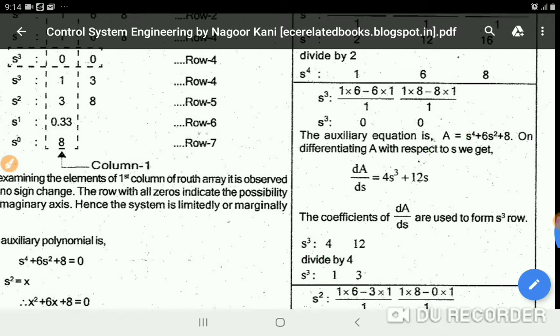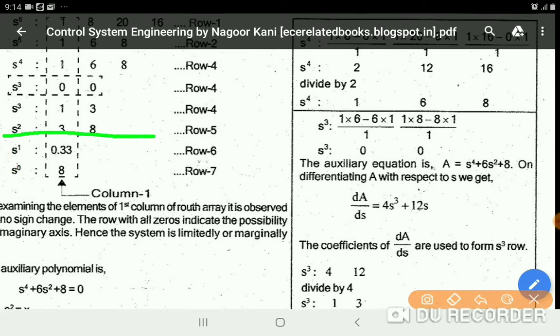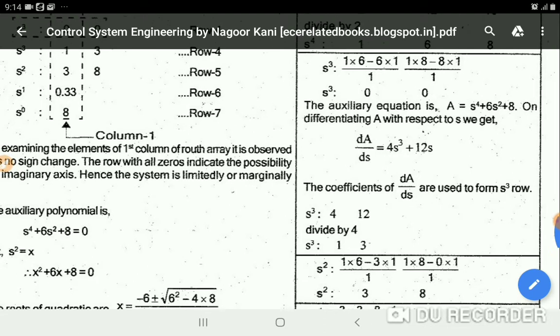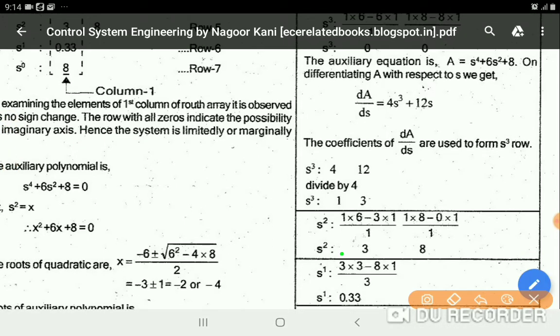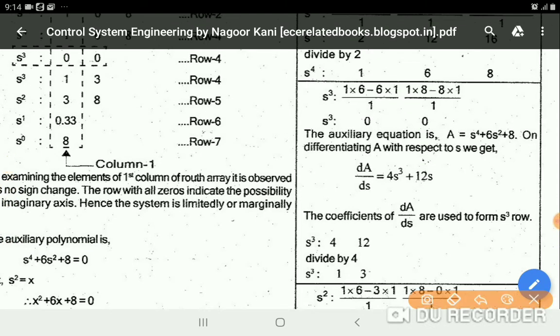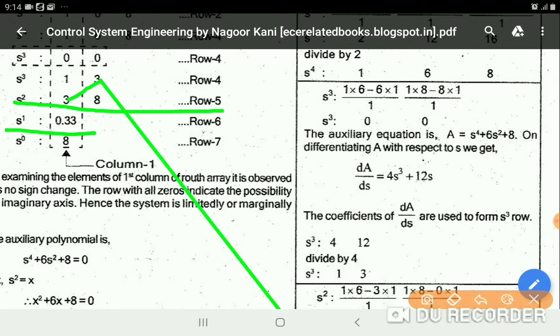Now try to find the S square row value. So what to consider? We need to consider this value and this value, means 1 into 6, then 3 into 1 divided by 1. See here the values are given as 3 and 8 for S square. Now substitute the S square value here, then try to construct the S power 1 value. Here 3 into 3 minus 8 divided by 3.